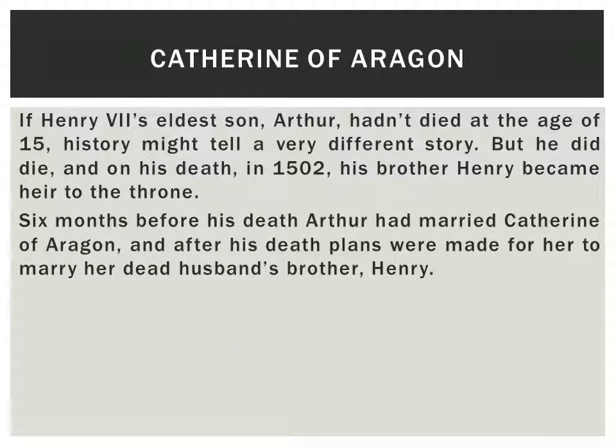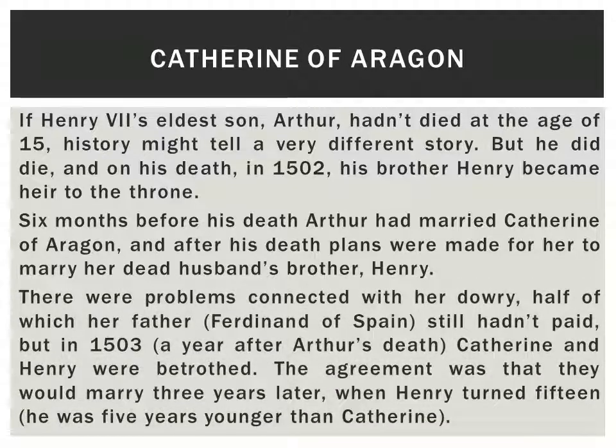Now, Arthur married Catherine a few months before his death, and then she was kind of stuck. Her parents didn't seem to want her back in Spain. She wasn't particularly wanted in England, but plans were made for her to marry the second brother, Henry. There were lots of problems connected with that marriage. Part of the problem was a money problem.